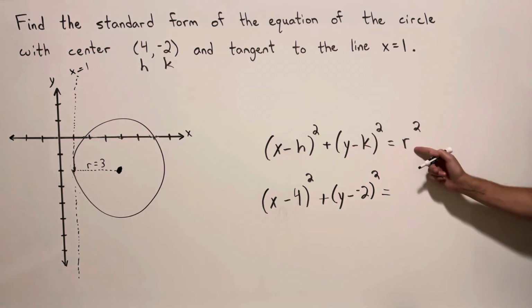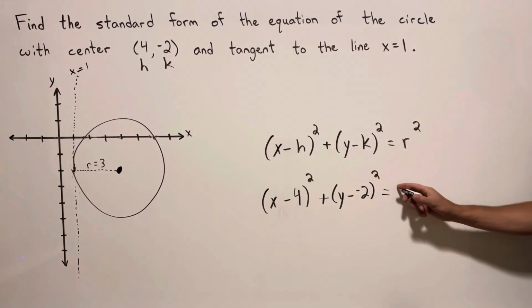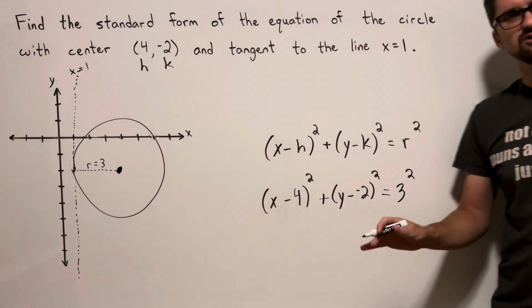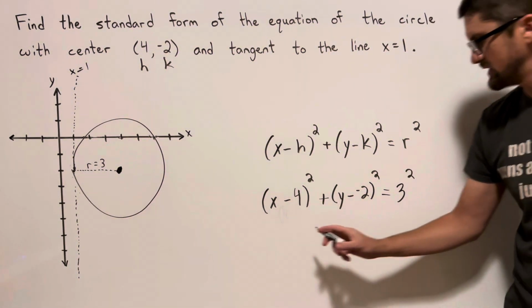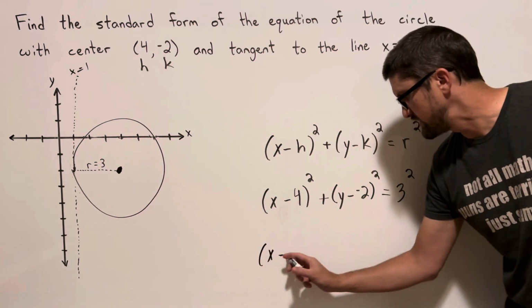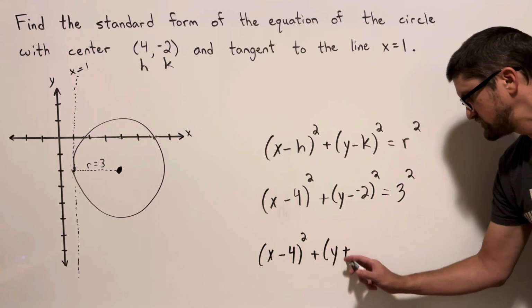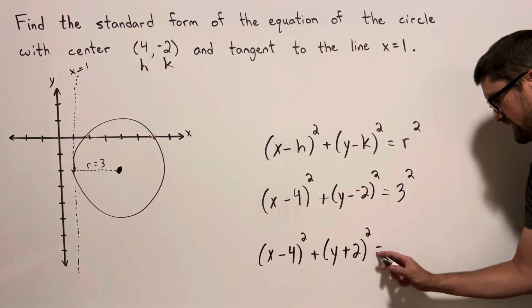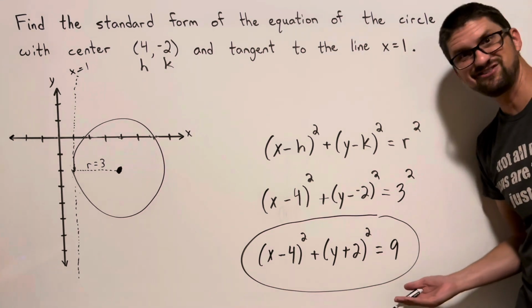And then I have the radius that I found here with my picture as 3. So it's going to be 3 squared. All I'm going to do now is clean it up. I'm going to change this to plus, and I'm going to change this to 9. 3 squared is 9. So I have (x - 4)² + (y + 2)², and then that's going to equal 9. And there's my answer. Thank you.